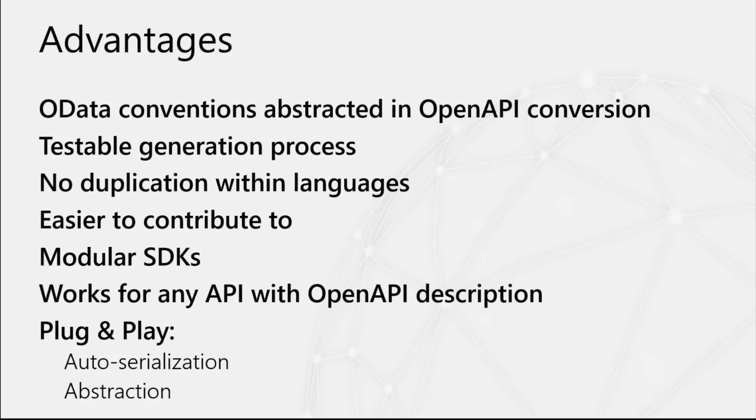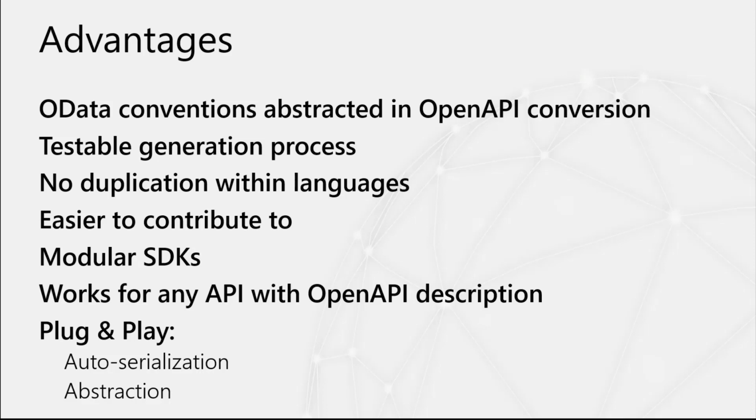We have a very testable generation process. That was one of the key requirements, a key design goal we had in mind. The idea was that we wanted to design and build a generator that's easy to test and to unit test, so we can get feedback very early on and iterate on that feedback very early on rather than later in the process.